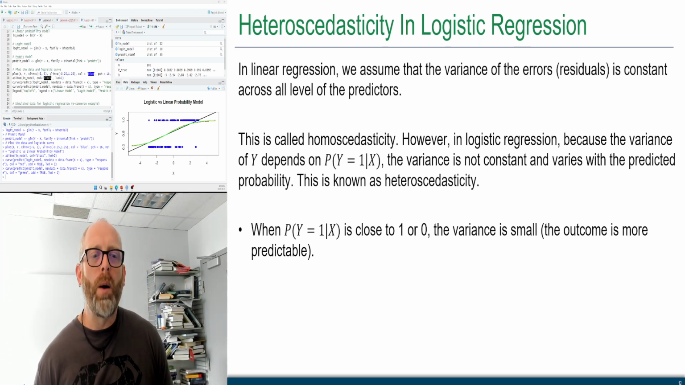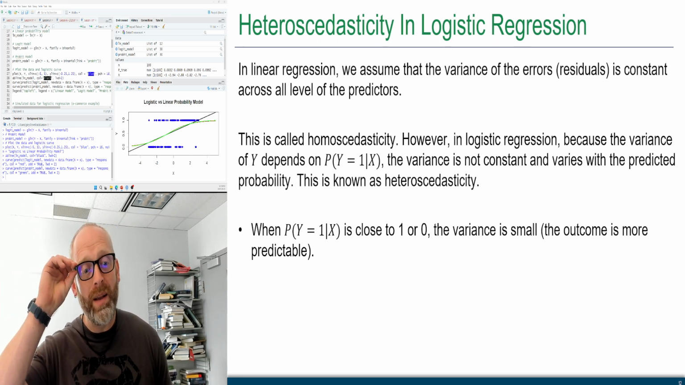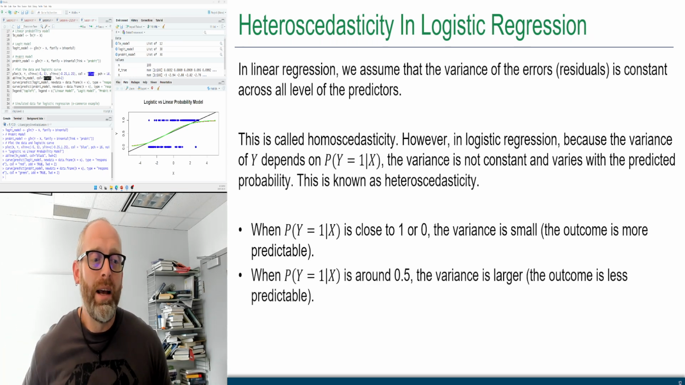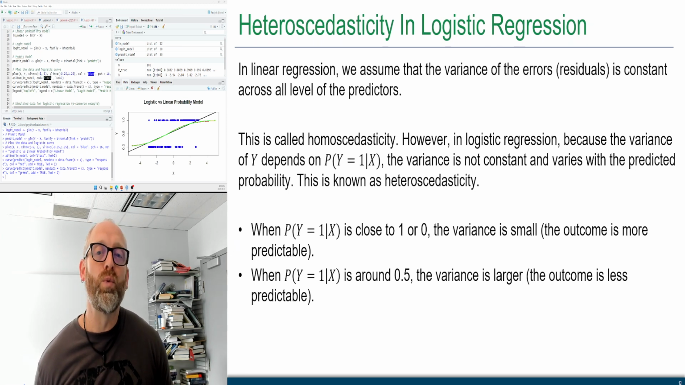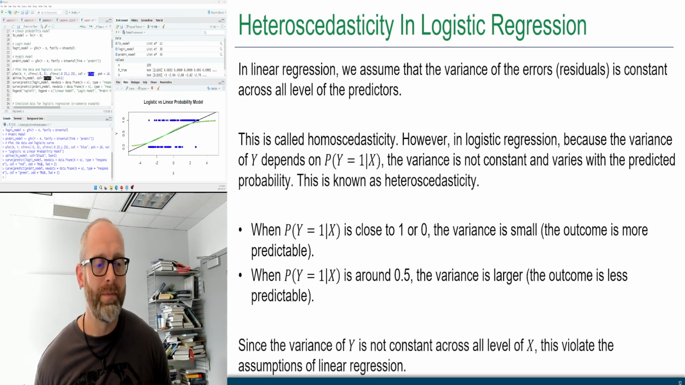So when we have probabilities that are really close to 0 or really close to 1, there's not a lot of change in that variance overall. It's relatively small, so we don't have issues in that regard. But what happens when we get probabilities closer to 0.5? Well, things around 0.5 provide a much larger variance, and this is where things really start to become a problem for this constant variance assumption that we need. So since the variance of y is not constant across all levels of x, this violates our assumption under the linear regression.